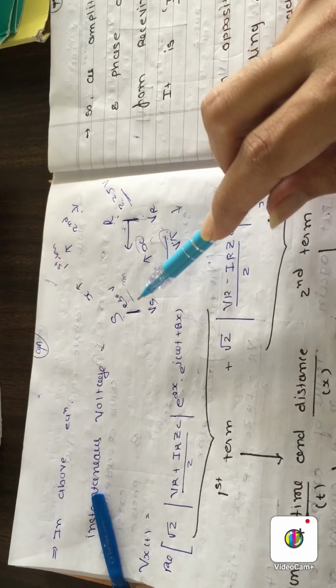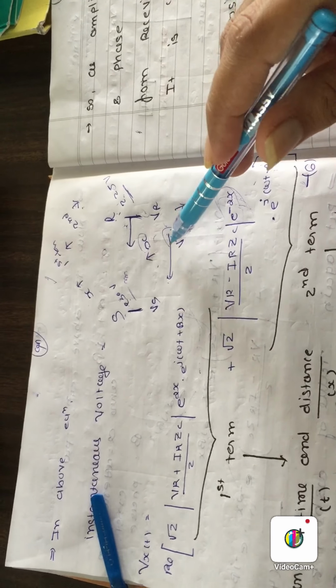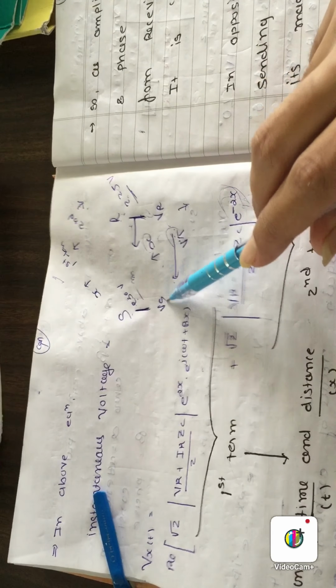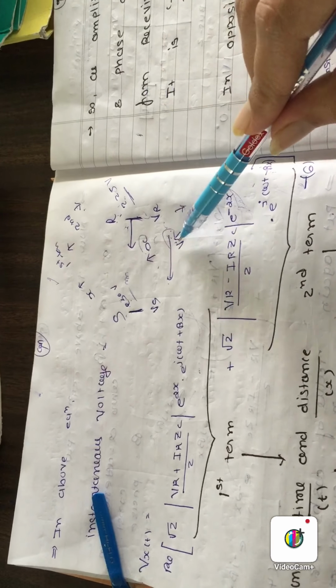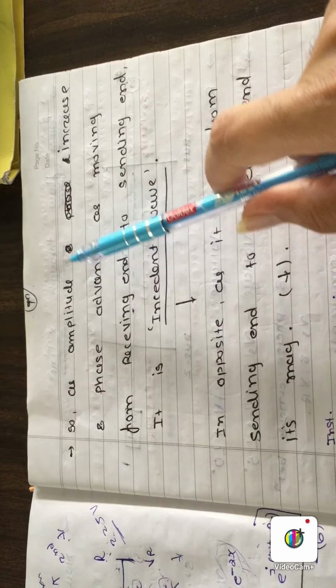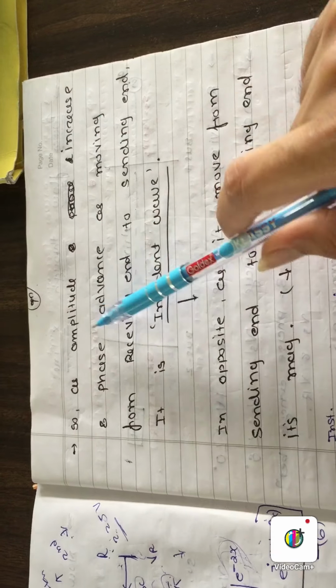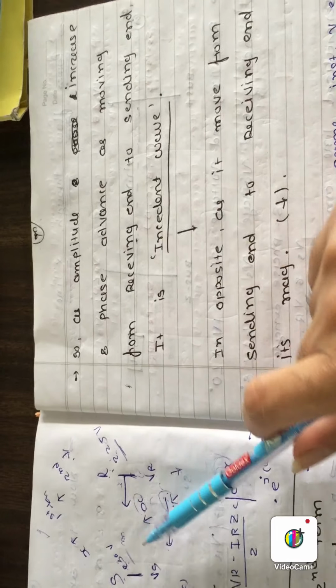બરાબર, ઇન્સિડન્ટ વેવ એટલે સેન્ડિંગ એન્ડથી રિસીવિંગ એન્ડ તરફ જાય જે વેવ હોય. ઓકે, the wave which will transfer from sending end to receiving end is known as incident wave. Okay, so the definition of incident wave is amplitude of first term is increases and phase will advance as we are moving from receiving end to sending end.